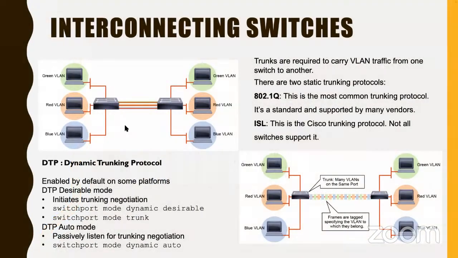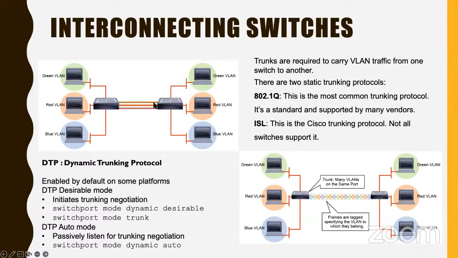Okay, trunking, let's say we cover. For example, there are two switches, and each switch has these three VLANs, green, red, and blue, with one host in each VLAN on each switch. If you want to keep them separate, I want the green VLAN host on the left side to communicate with the green VLAN host on the right-hand side.